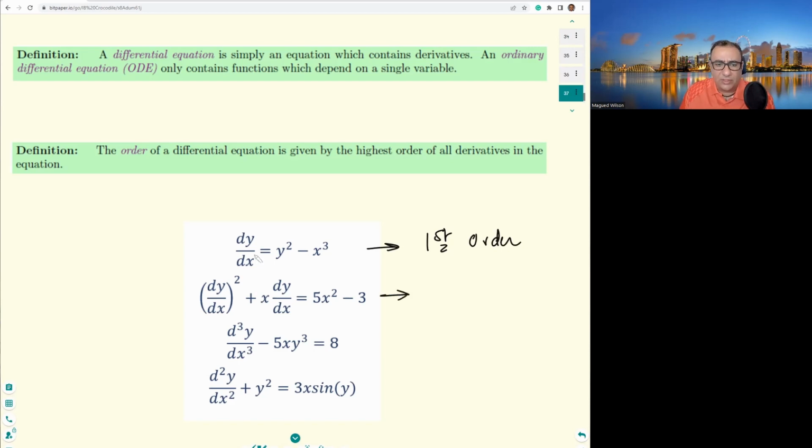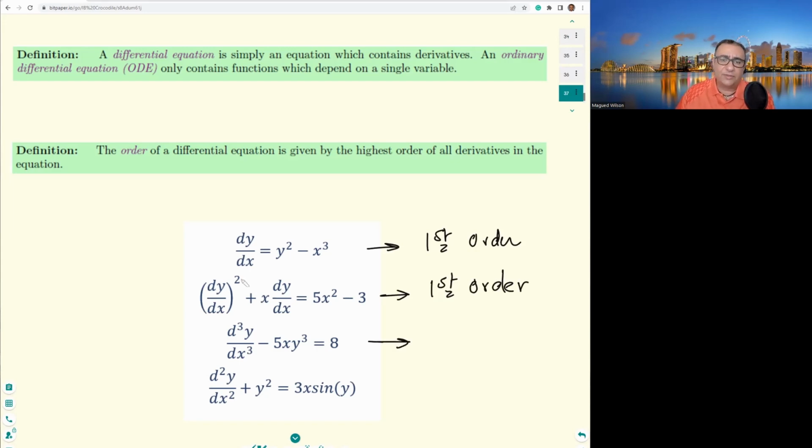Now, you look at the second one here, we have dy by dx all to the power of 2 plus x times dy by dx equals 5x squared minus 3. So here, even though this is to the power of 2, it is still first order. Why? Because I still only see the first derivative, dy by dx. If it is to the power of 2, it doesn't affect the order of the derivative or the order of the differential equation. So the second example here is also a first order differential equation.